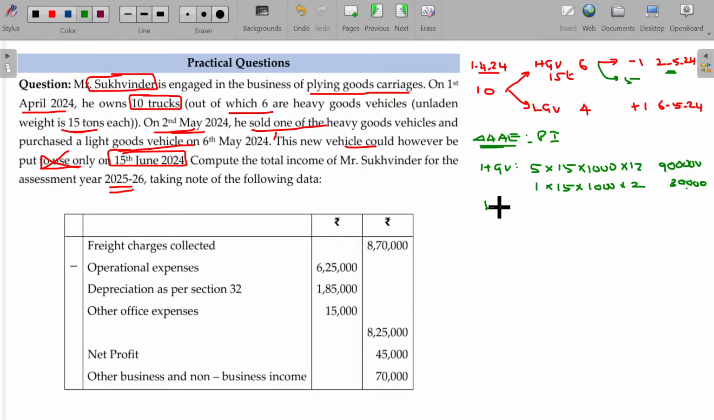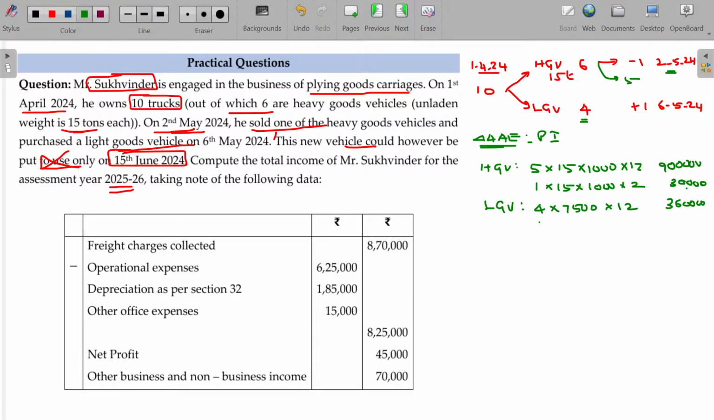Now, light goods vehicles. In case of light goods vehicles, 4 remain with them for the entire year. In case of light goods vehicles, we never refer to the weight, only the 7,500 flat rate will be taken. 4 into 7,500 into 12 months. How much is that? 3 lakh 60.